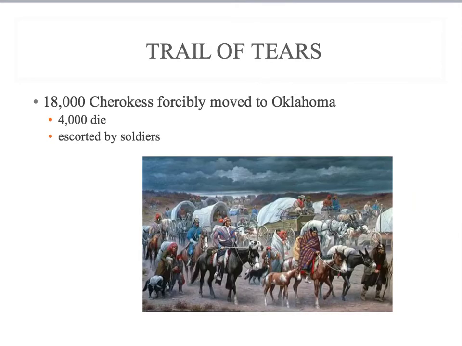And this forcible removal of the Cherokees and the route that they took on the way to Oklahoma is known as the Trail of Tears, in which 18,000 Cherokees are forcibly moved to Oklahoma with military escorts and things like that. Harsh conditions, forced marching and all this. 4,000 end up dying, numerous injured, sick, etc., and all that.